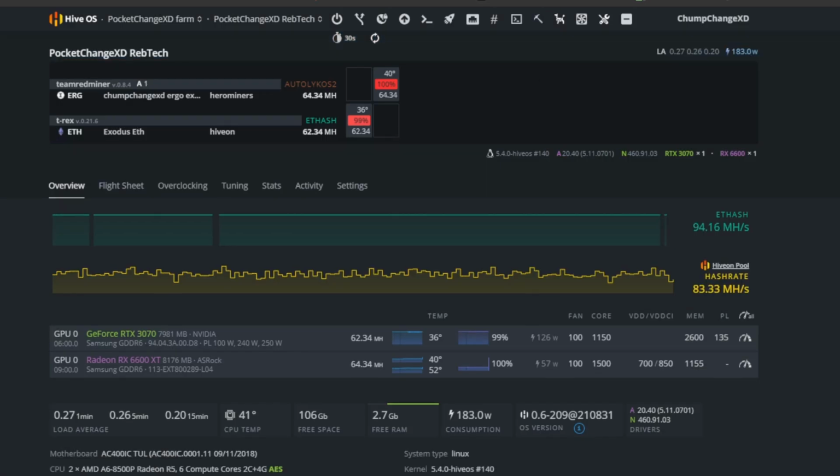This is what we found best on ERGO. We actually bumped up the core to 1500, just like we had in the Sapphire Pulse, 700 on the core voltage, 850 on the memory voltage, and then 1155 on the memory clock. Honestly, it's killing it. It's doing 64.37. We had 62.47 on the Sapphire Pulse. Again, another win in my book. Let's get over to Ravencoin and see what we can pull on that.